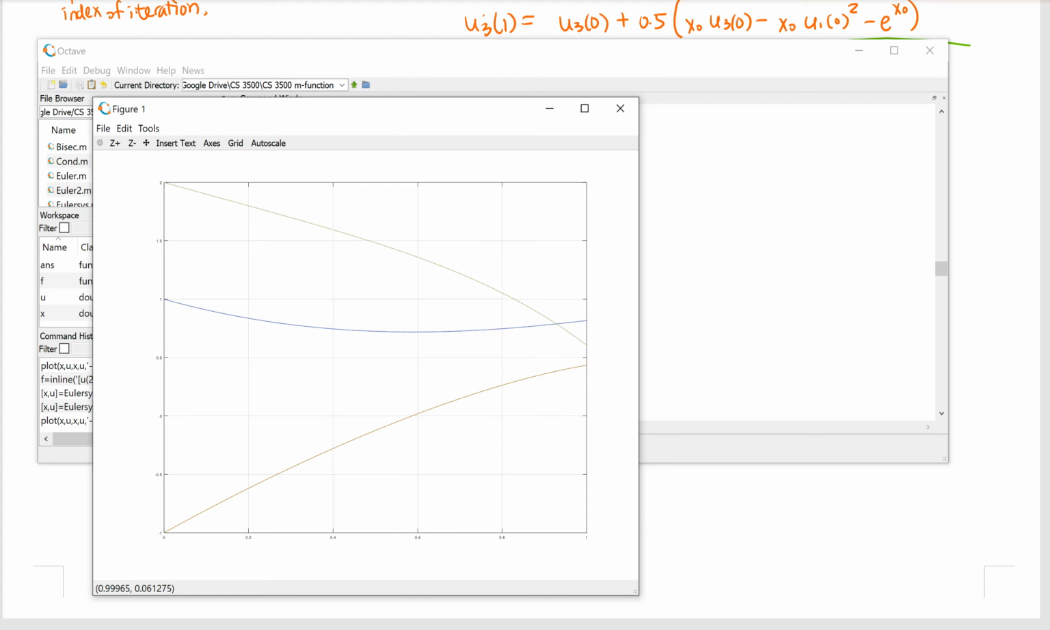So today we talked about the Euler method to solve systems of ODEs. If we have higher order ODEs, we can convert them into a system of first order ODEs and still use the Euler's method to compute.